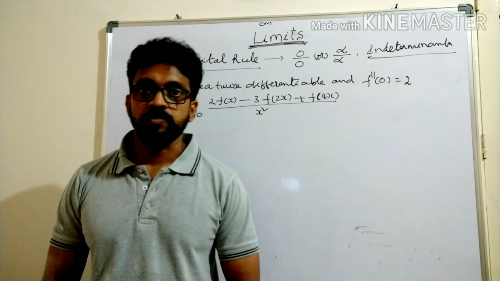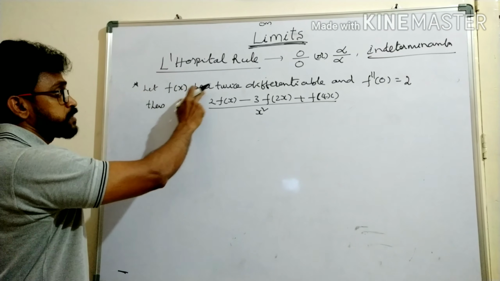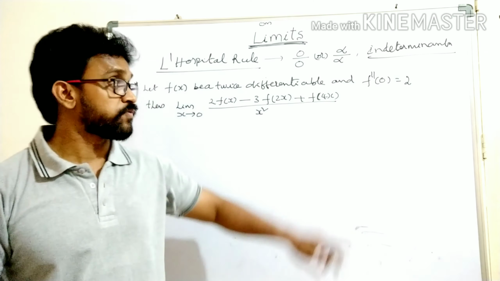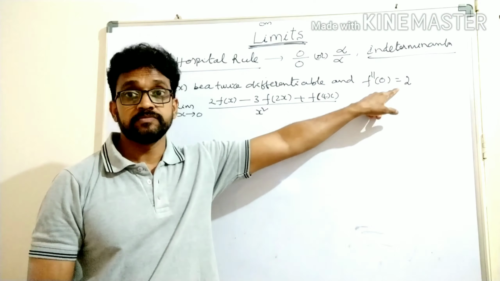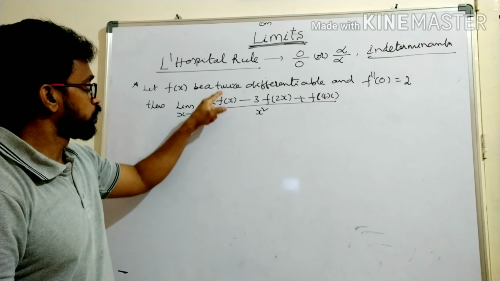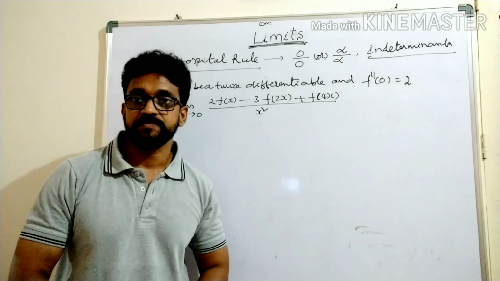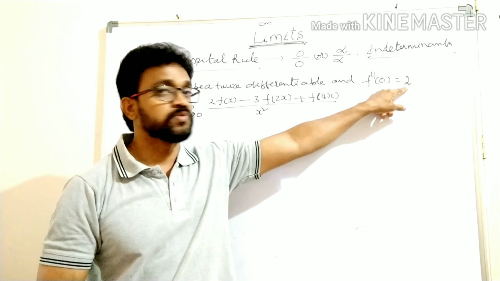Understood? Right. One more question we'll discuss. Let f of x be twice differentiable, and f double dash of 0 is 2. And the limit as x tends to 0, this function tends to what, or approaches what? Here, what is given? f double dash of 0 is 2.